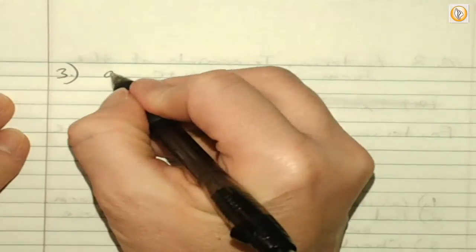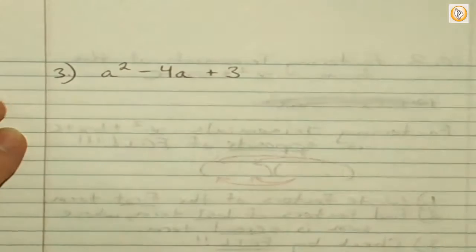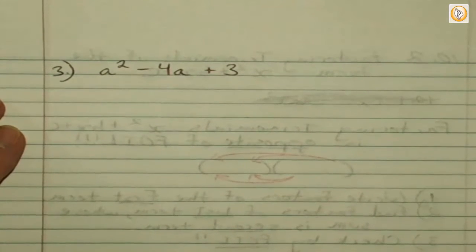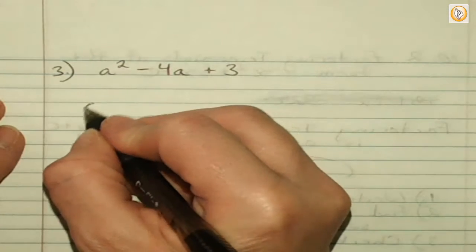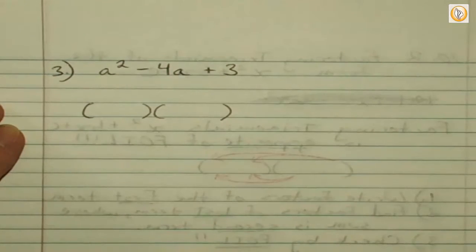Three. a squared minus 4a plus 3. All right, don't forget our goal is that we're factoring it to make it look like that. Backwards FOIL.